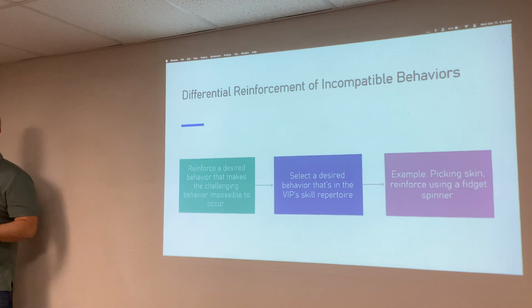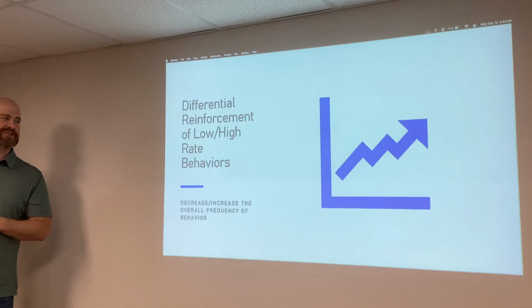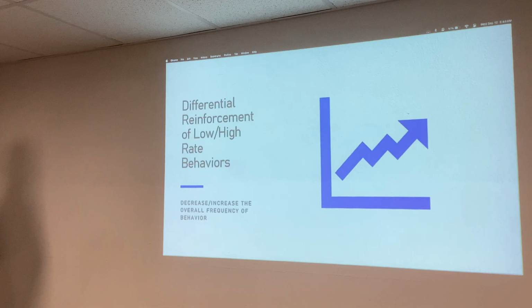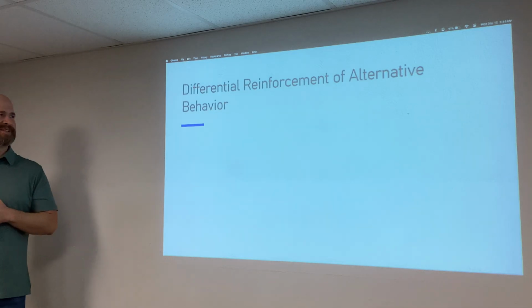DRO, differential reinforcement of other behaviors, that we just mentioned. All right, keep going. And then, differential reinforcement of high rate behaviors. We're going to decrease or increase the overall frequency of behavior. We're not going to talk long about this. Let's keep going. So go back one second. I thought there was another slide about that.